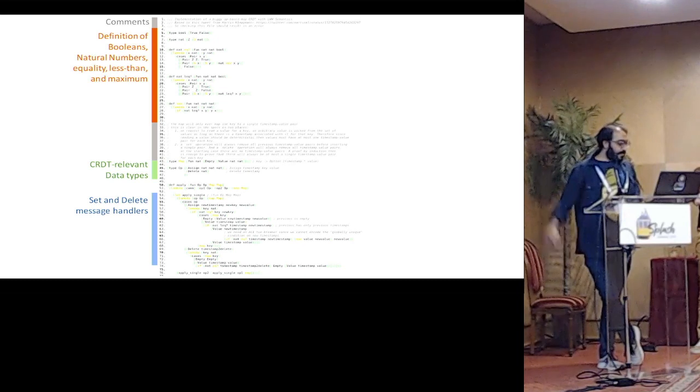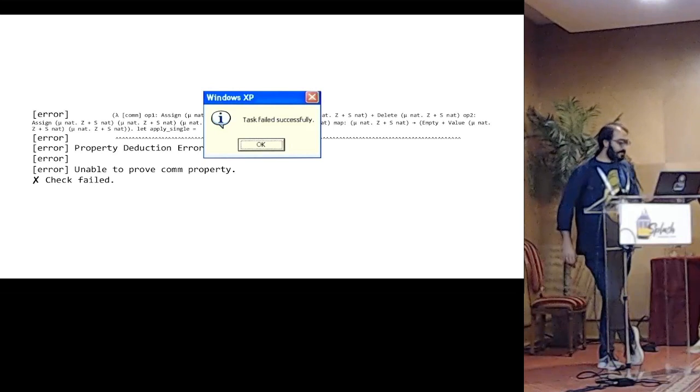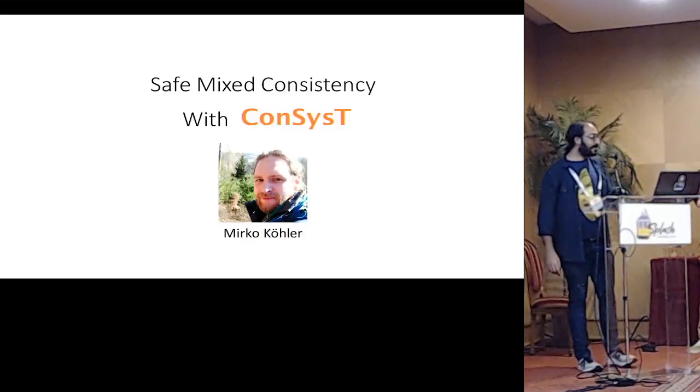So it's full of comments, some standard library stuff. So this you wouldn't have to implement. The encoding of the CRDT and the actual message handlers. So it doesn't boil down to being all that much. And then 5 minutes later, after feeding it into Propel, we get this message, which means that we successfully failed to prove that it's correct.